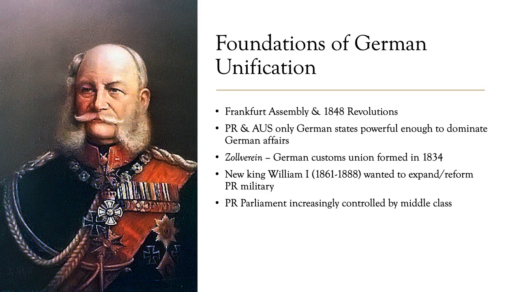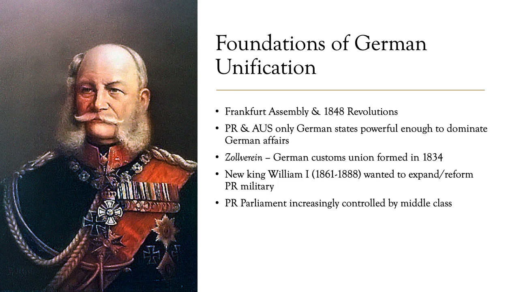Now, in 1861, Prussia will have a new king, William I. William I is over here on your left. This is his portrait. Please take a moment to admire his very impressive mutton chops that you see there. Now, William I wanted to expand Prussia and also reform its military. He was sort of like Frederick the Great in that he wanted to expand Prussia's greatness as much as possible.